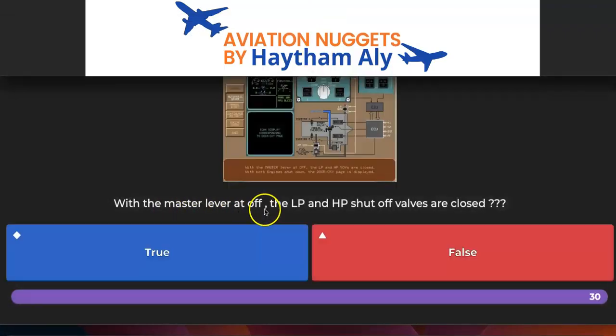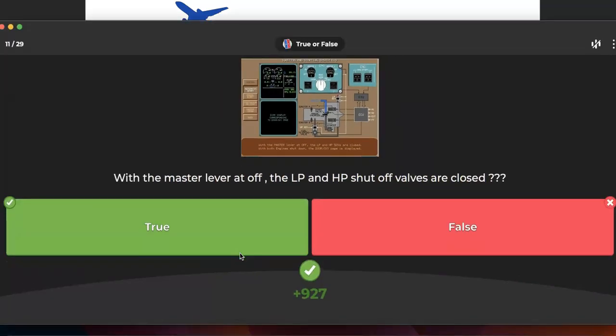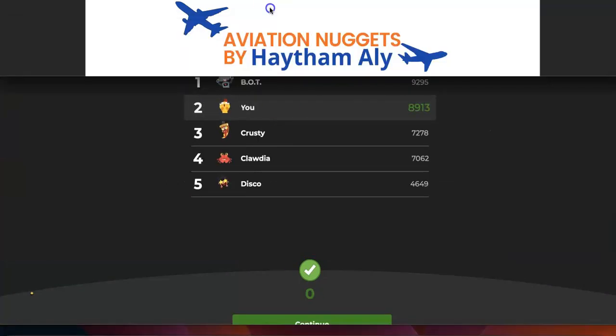With the master lever at off, the low pressure and the high pressure shut-off valves are closed. Yes, this statement is very true. The high pressure fuel shut-off valve will close only with the master lever off. The low pressure fuel shut-off valve will close with the master lever off or from releasing the fire push button. Okay, everybody.